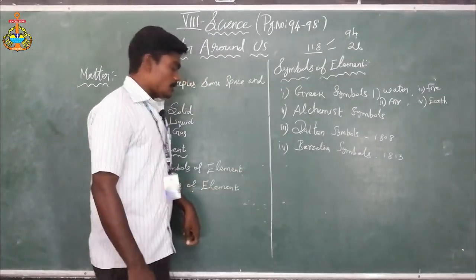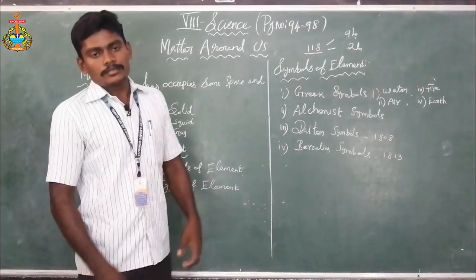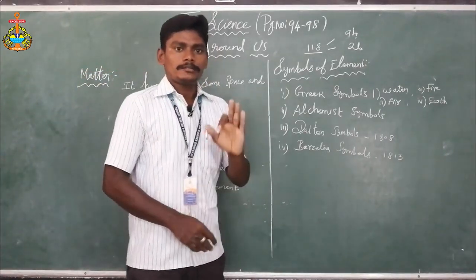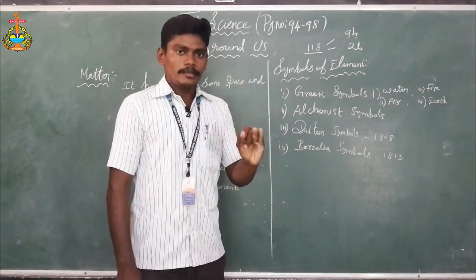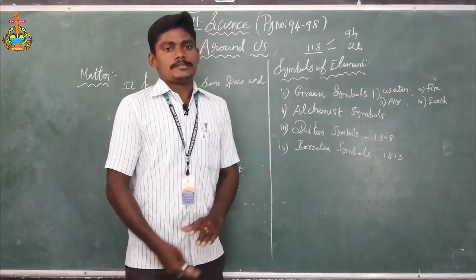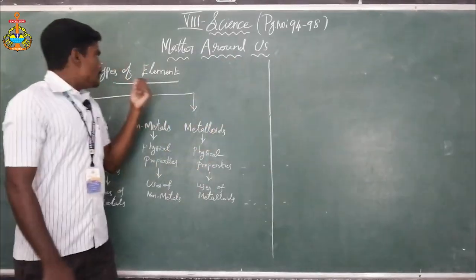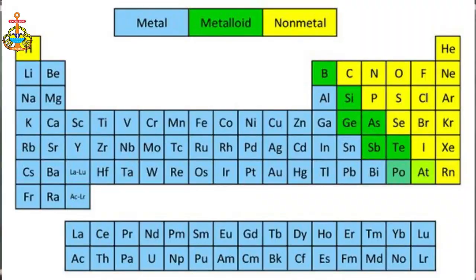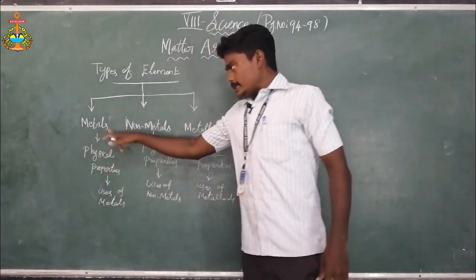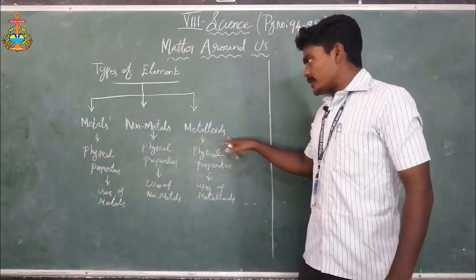The next topic is types of elements. Types of elements are classified into three: metals, non-metals and metalloids.